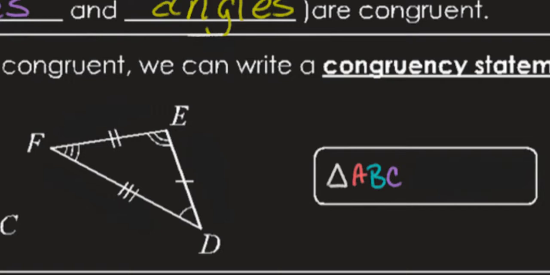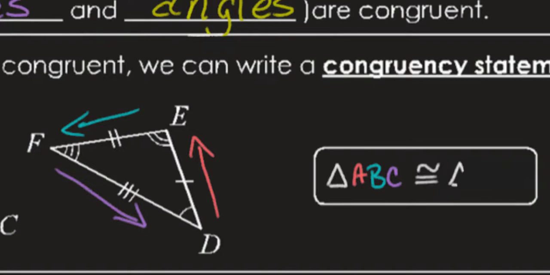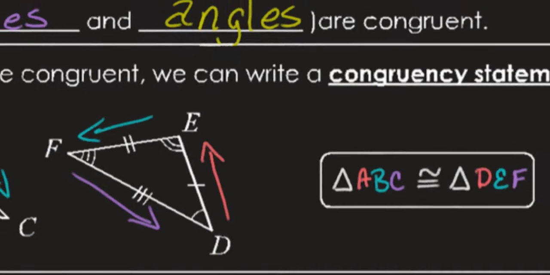Because I went 1, 2, 3 by order of tick marks, I must do the same on this other triangle. So I must go from D to E to F, and F to D. So triangle ABC is congruent to triangle DEF.